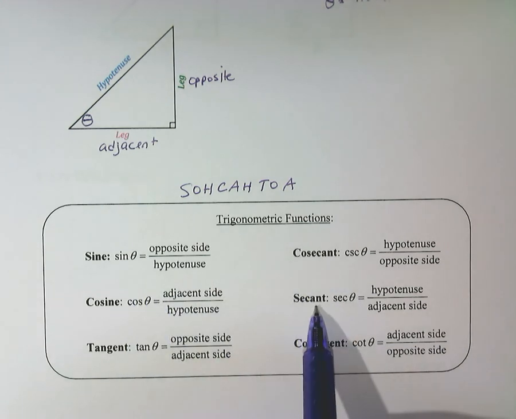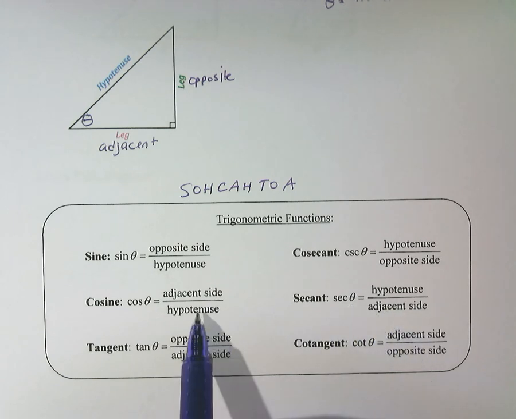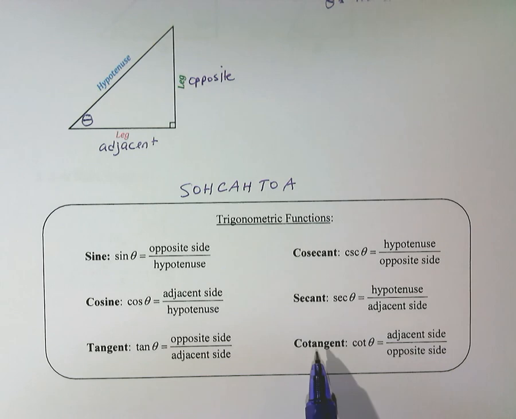The secant of theta is the hypotenuse over the adjacent. It's the reciprocal of the cosine. It's not the opposite. It's the reciprocal. There's a huge difference. Cotangent is going to be adjacent over opposite. So it's the reciprocal of tangent.